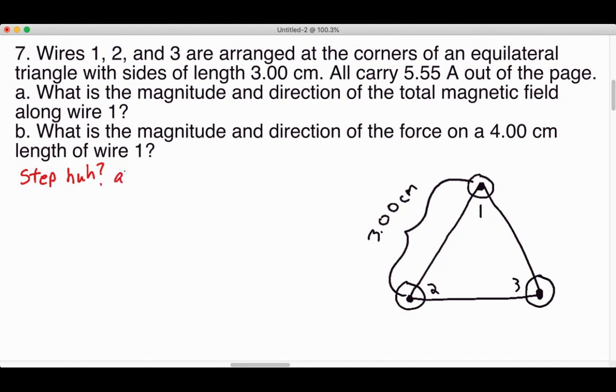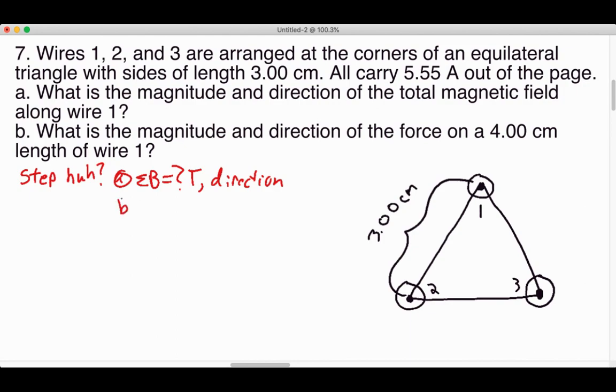Step 1. What is the magnitude and direction of the total magnetic field along wire 1? So total magnetic field, I'm going to write that as sigma B is equal to question mark. The units of that will be Teslas, and we also want to know the direction.